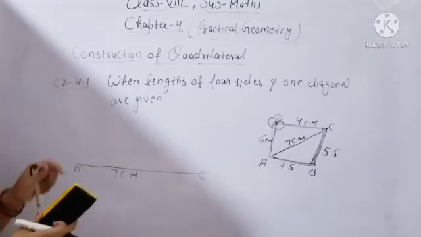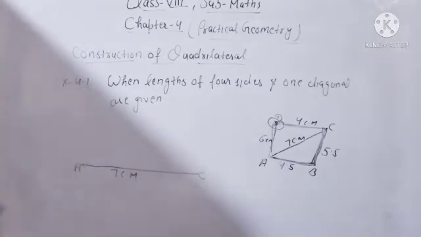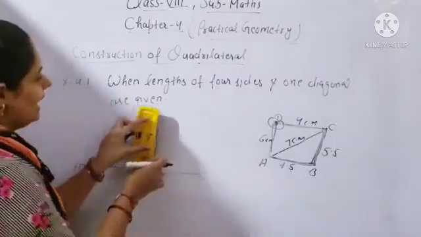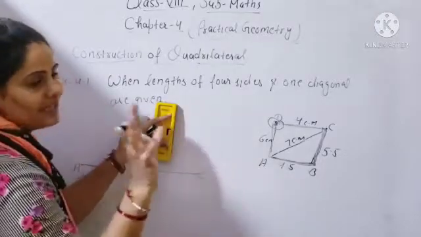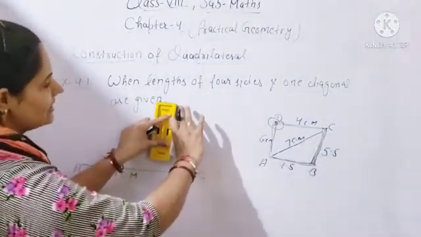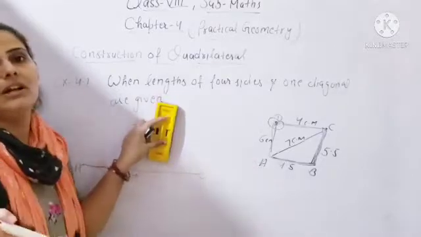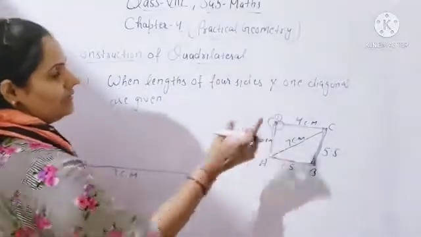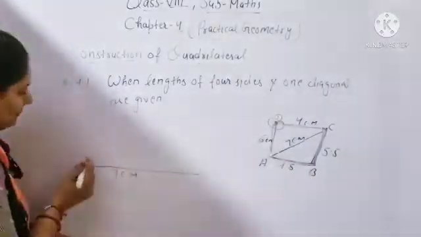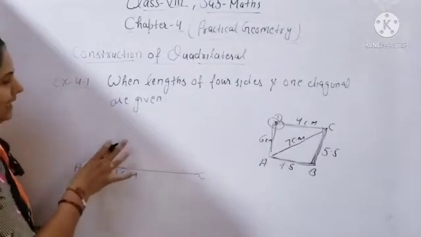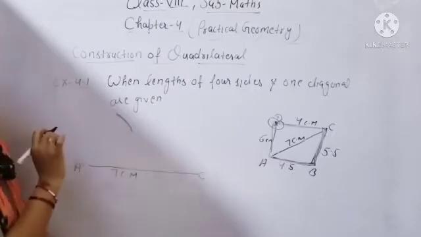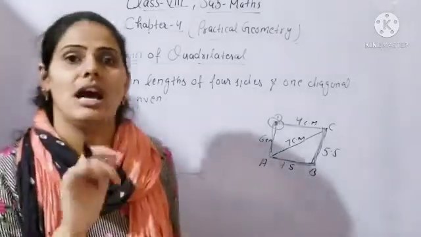Clear? For example, this is your compass, and sorry, this is your ruler. So with the help of the ruler, you will open your compass, beta, 6 centimeter. How many centimeter? 6 centimeter. Because A to D, what is the length? It is 6 centimeter. So you will put your compass at point A and draw the arc of 6 centimeter.